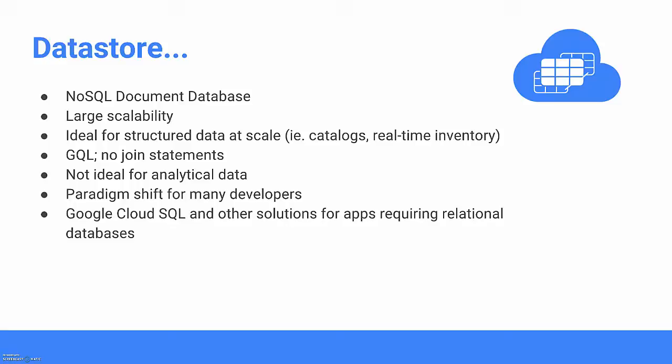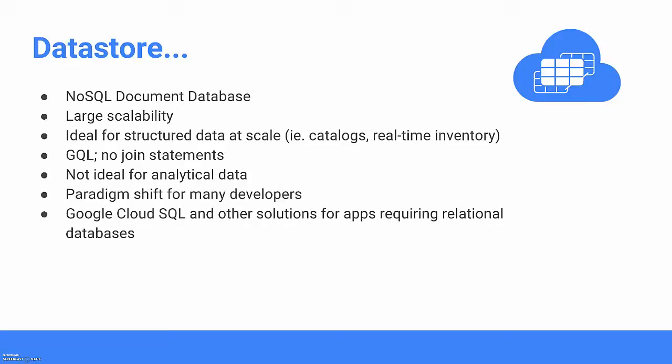The data store supports GQL, which is a SQL-like syntax. This differs from SQL in several ways, such as not supporting the join statement and other statements. This is due to the distributed nature of the data store and the inefficiencies that SQL poses with querying across more than one machine. There are other Google Cloud solutions for those requiring a traditional relational database, such as Google Cloud SQL or Google Cloud Bigtable.